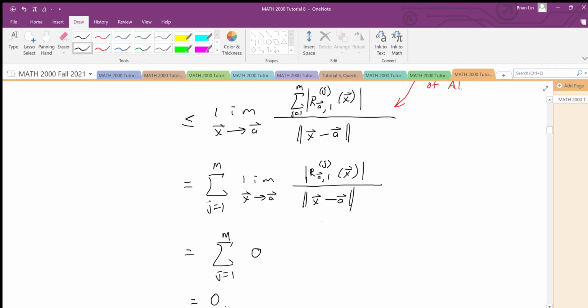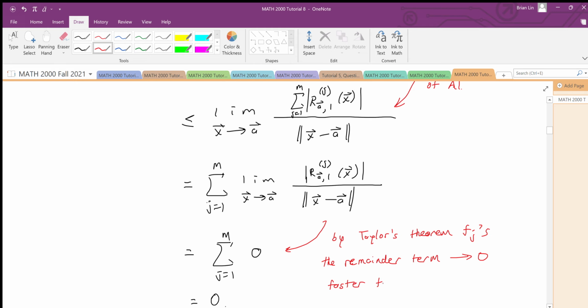And from here to here, I'll use red. So by Taylor's theorem, for each of the f_j's, the remainder term goes to 0 faster than linearly. And that's it for this part.